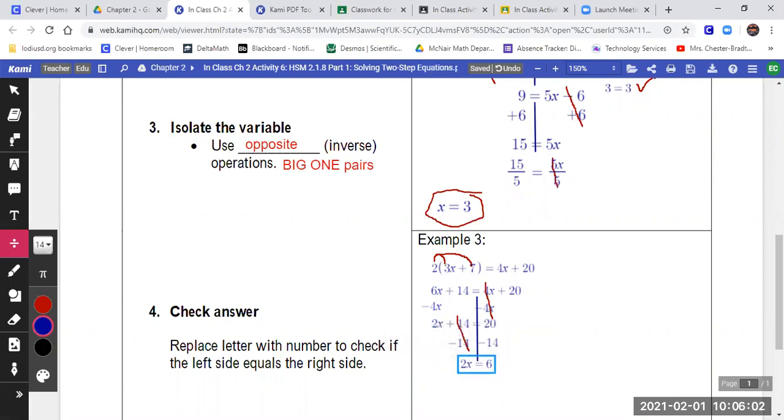All right. So we finished the distribution. We finished making our big zeros. Now we have to isolate this x. We have to get the big one. What are we going to do so we can get the big one?